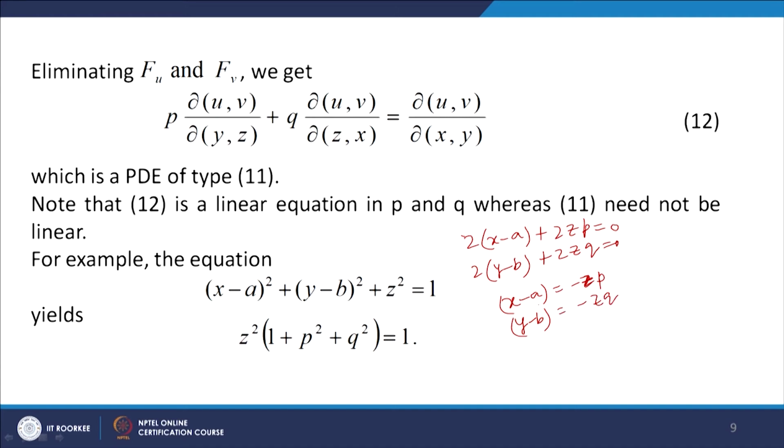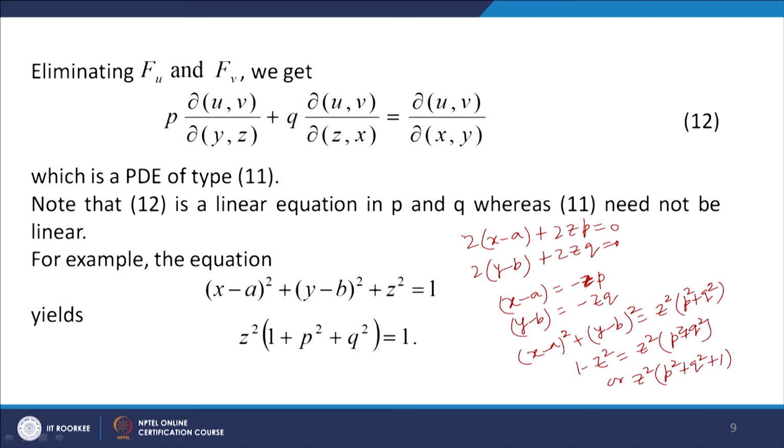Now we want to eliminate a and b, so let us square. Then (x minus a) whole square plus (y minus b) whole square will give you z square into (p square plus q square). Now by the given relation, (x minus a) whole square plus (y minus b) whole square is equal to 1 minus z square. So 1 minus z square equal to z square times (p square plus q square), and therefore we can write it as z square times (p square plus q square plus 1) equal to 1, and it is not a linear equation in p and q.